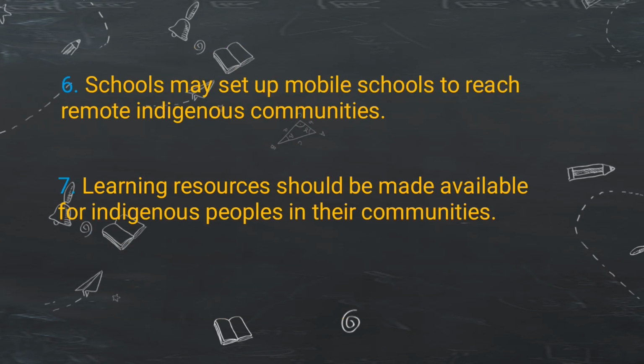The sixth one is schools may set up mobile schools to reach remote indigenous communities. This is because of the distance of indigenous peoples' communities to urban and rural communities. By the use of mobile schools, we can lessen the illiteracy rate among these special groups. And the seventh and the last one is the learning resources should be made available for indigenous peoples in their communities. This is to be able to engage effectively the learners.